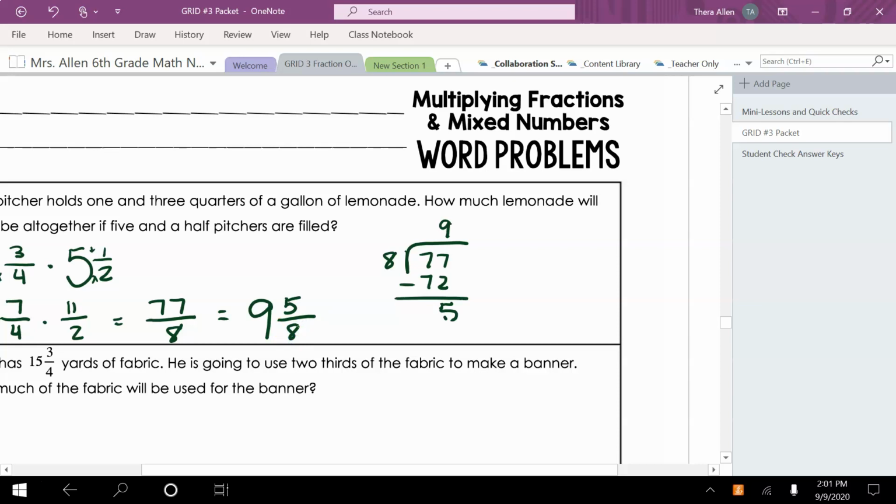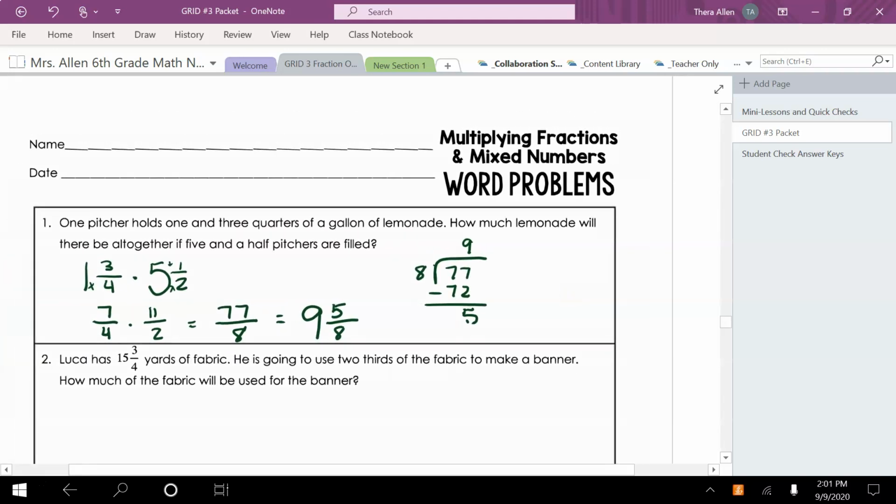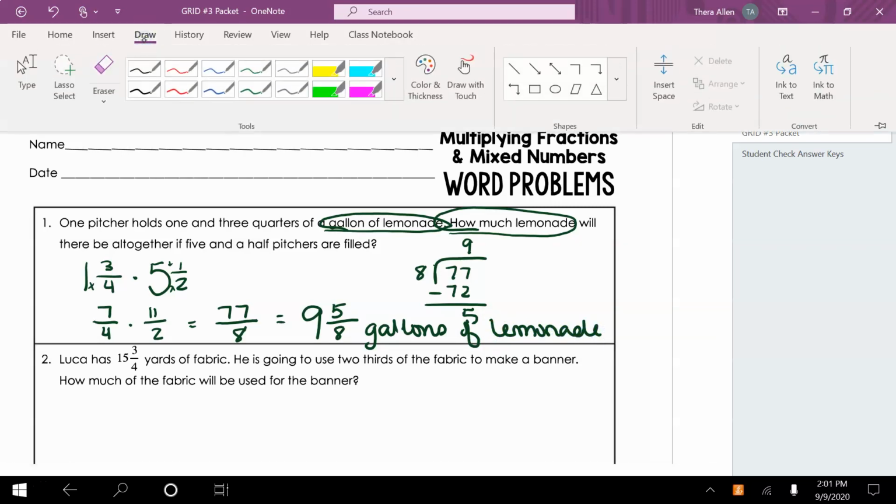But if you remember from our last problems, I am not finished. 9 5/8 of what? It wants to know how much lemonade. Now, 9 5/8 lemonade is not correct. This is gallons of lemonade. So 9 5/8 gallons of lemonade.